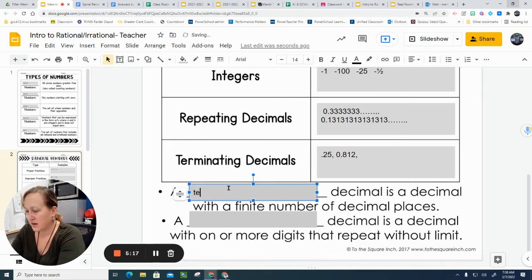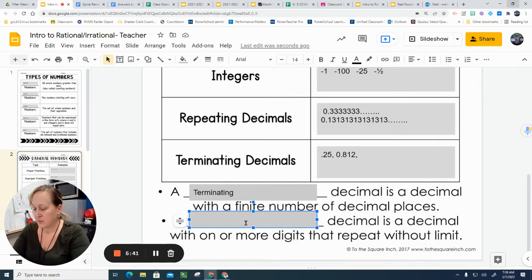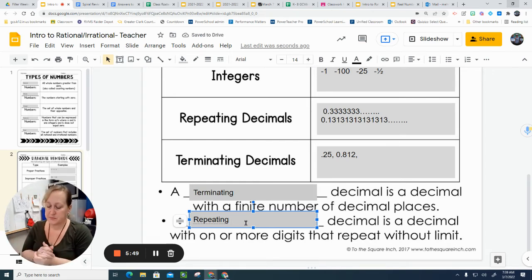This would be a terminating decimal, a decimal with a finite number of decimal places. Terminate means end. Terminar in español is the end, I believe, I hope. So that just means that these decimals end. They stop. And a repeating decimal is what I said earlier. It's one that repeats over and over again, and it just keeps going. So it never ends, but it repeats.